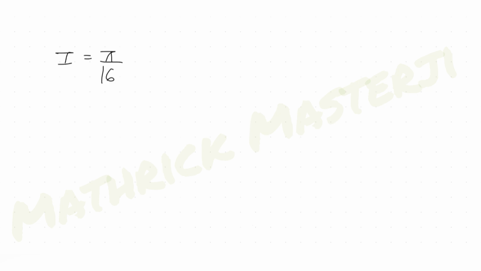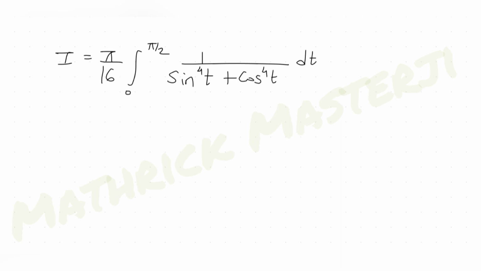The limits from 0 to pi over 2, and we have 1 over sin raised to 4t plus cos raised to 4t dt. So we have this. Now, further, if I try to solve and evaluate this expression, let's see how to do that. So we have this entire thing.